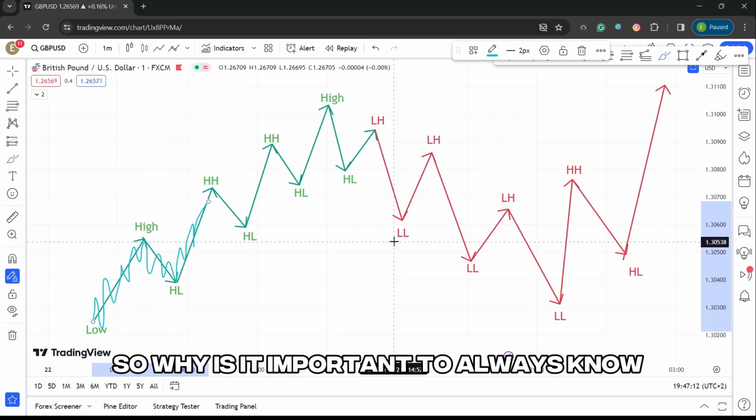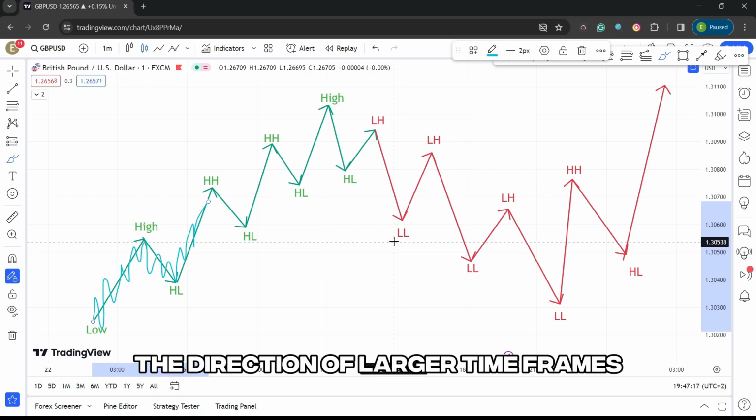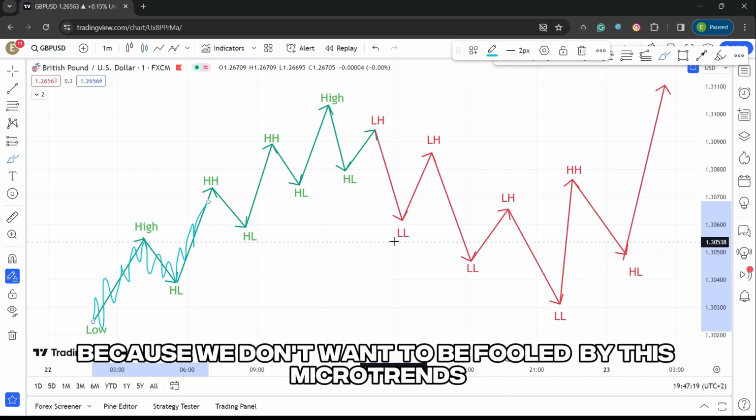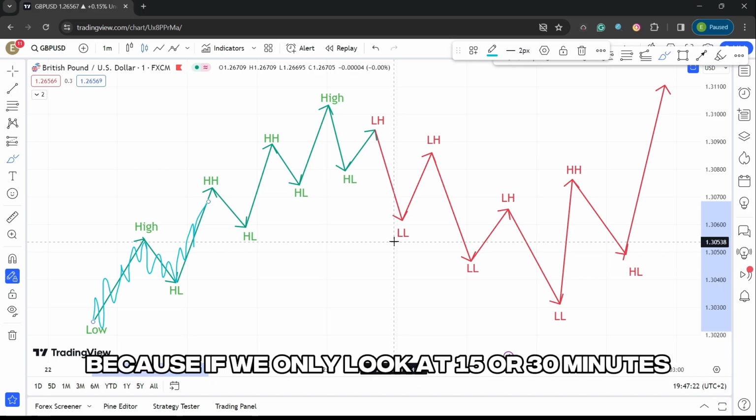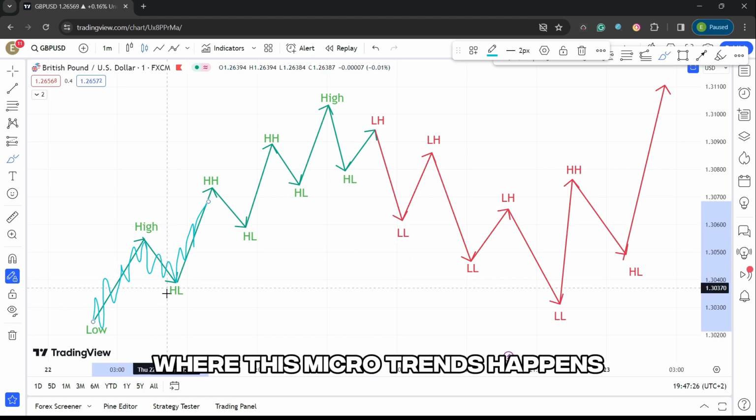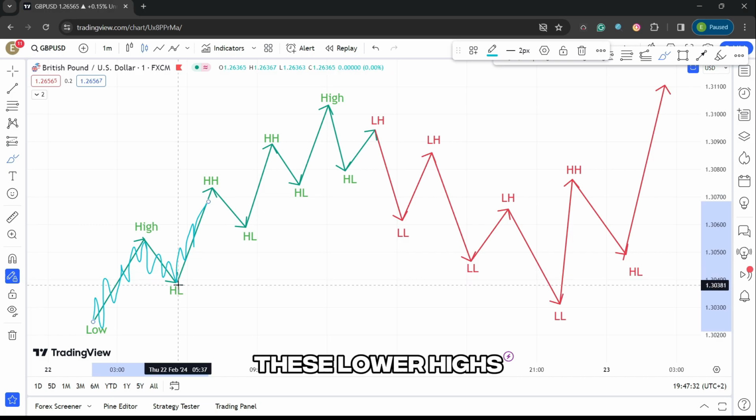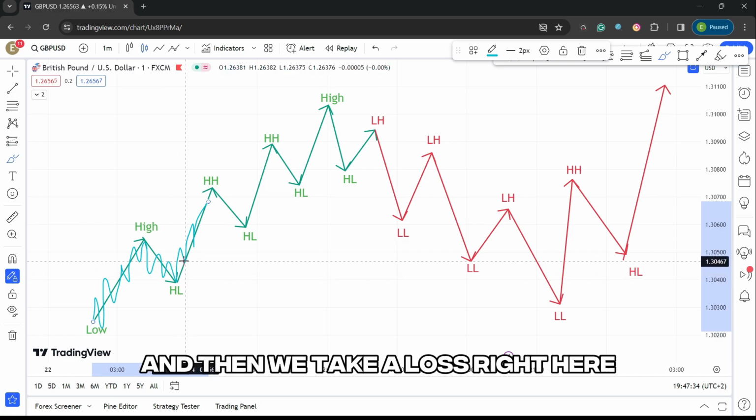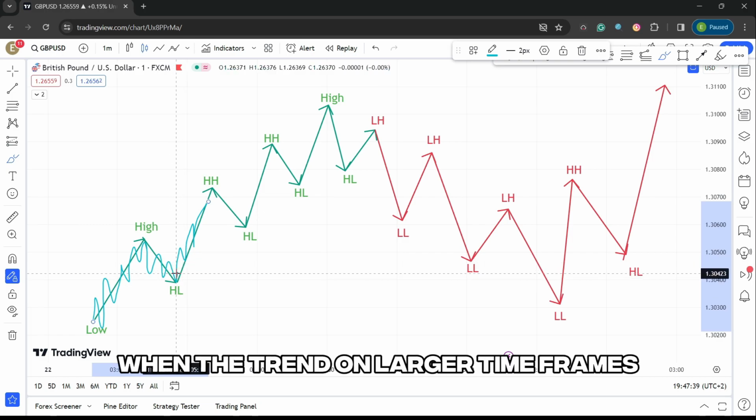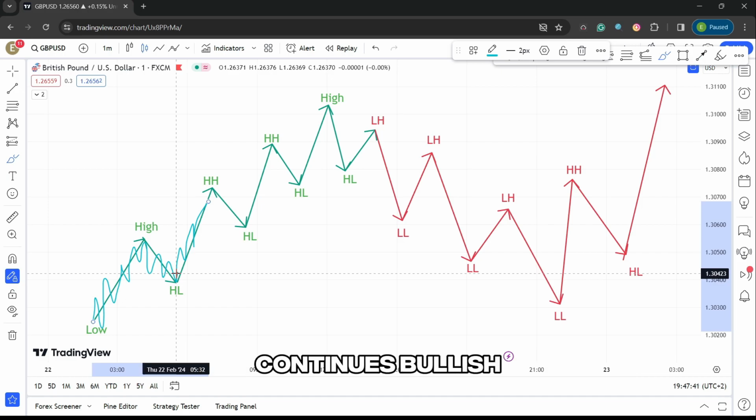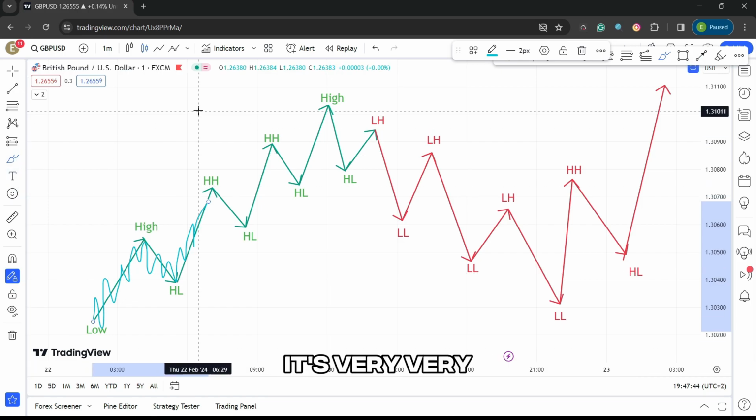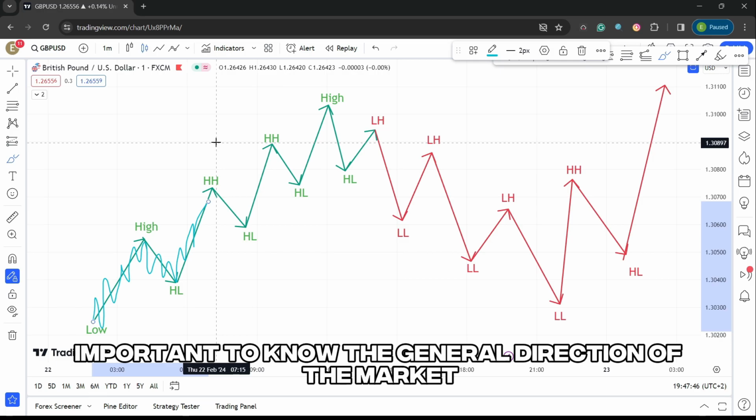So why is it important to always know the general direction on larger time frames? Because we don't want to be fooled by these micro trends. Because if we only look at 50 or 30 minutes where these micro trends happen, we can try to enter sales on these lower highs and then be taken out right here when the trend on larger time frames continues bullish. It's very important to know the general direction of the market.